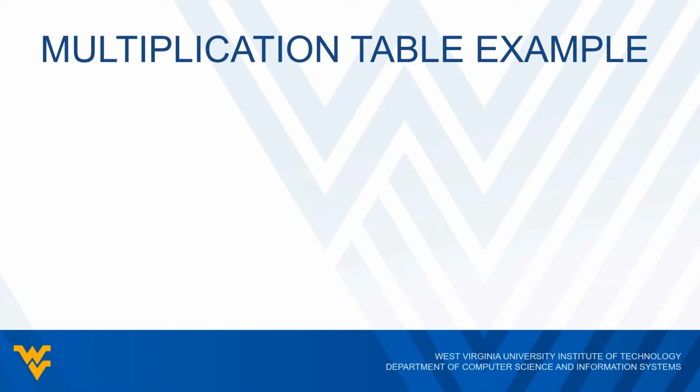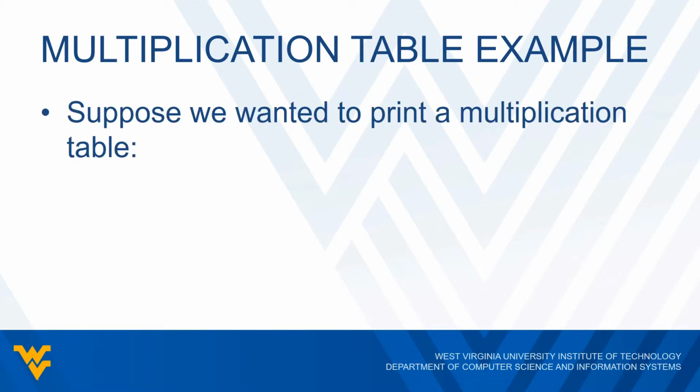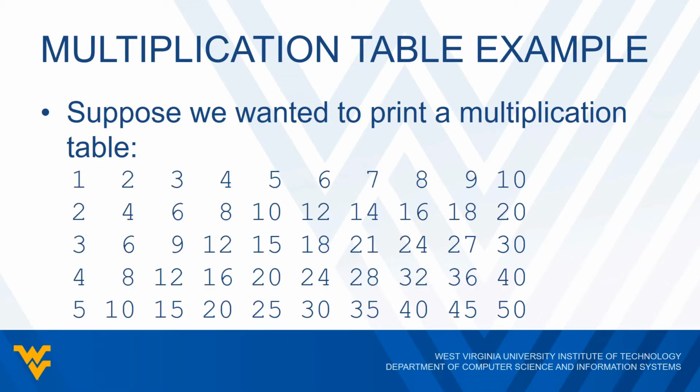Let's say we want to print a multiplication table, something like this. Doing this by hand would be really tedious. Trying to write a program to do this could also be tricky, especially if you have a very large multiplication table. So we can use a nested for loop to come up with some very elegant code for printing this.